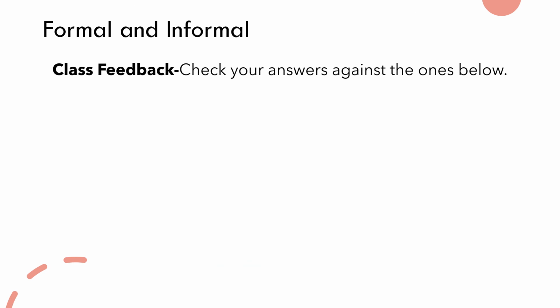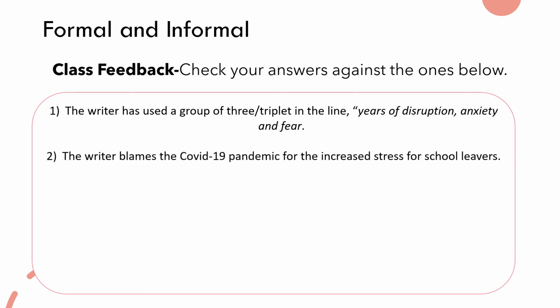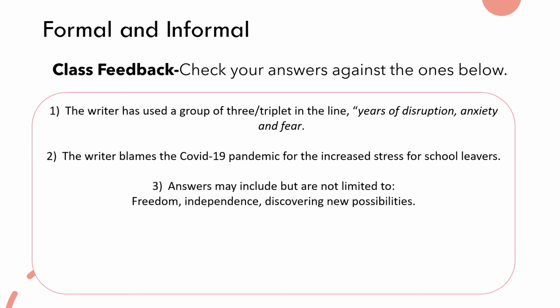Class feedback. Check your answers against the ones below. So number 1. The writer has used a group of 3 or a triplet in the line "years of disruption, anxiety and fear." Number 2. The writer blames the COVID-19 pandemic for the increased stress for school leavers. Number 3. Answers may include but are not limited to freedom, independence, and discovering new possibilities.